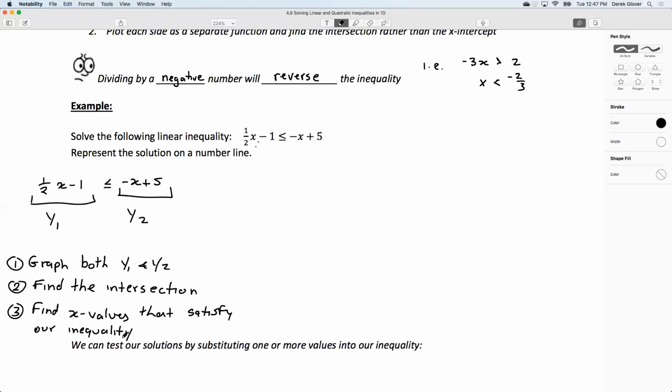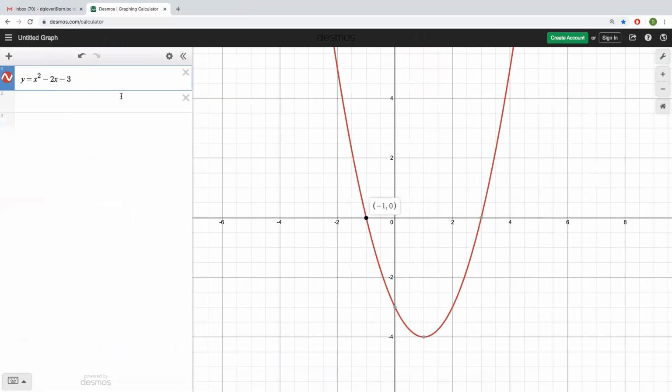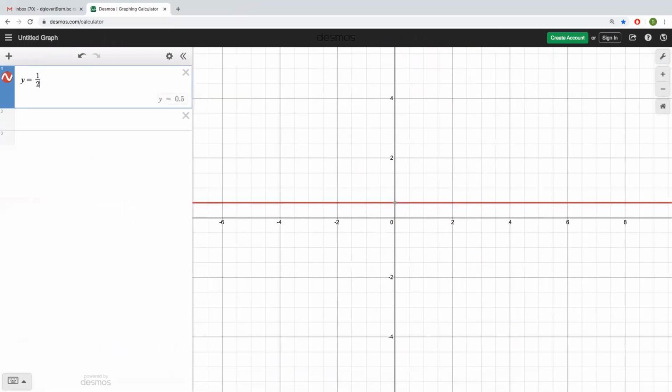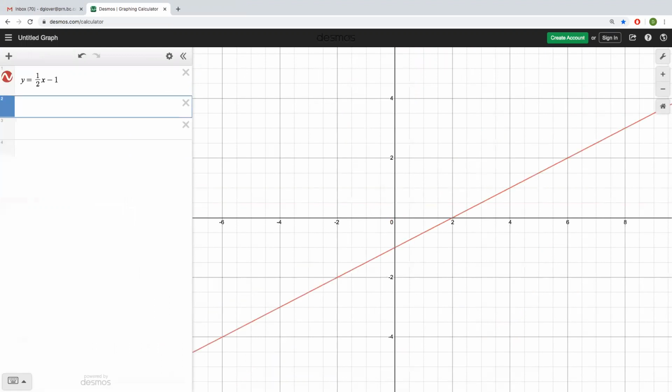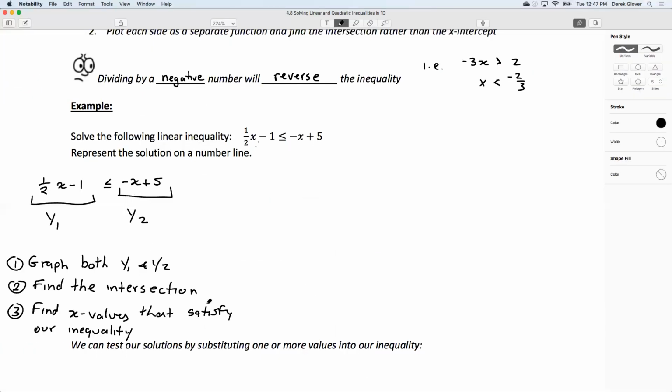All right, so we've got a couple functions to graph. We've got 1/2 x minus 1 and minus x plus 5. So let's graph these. 1/2 x minus 1. Y equals 1/2 x minus 1. There's our first function. Our second function was minus x plus 5.